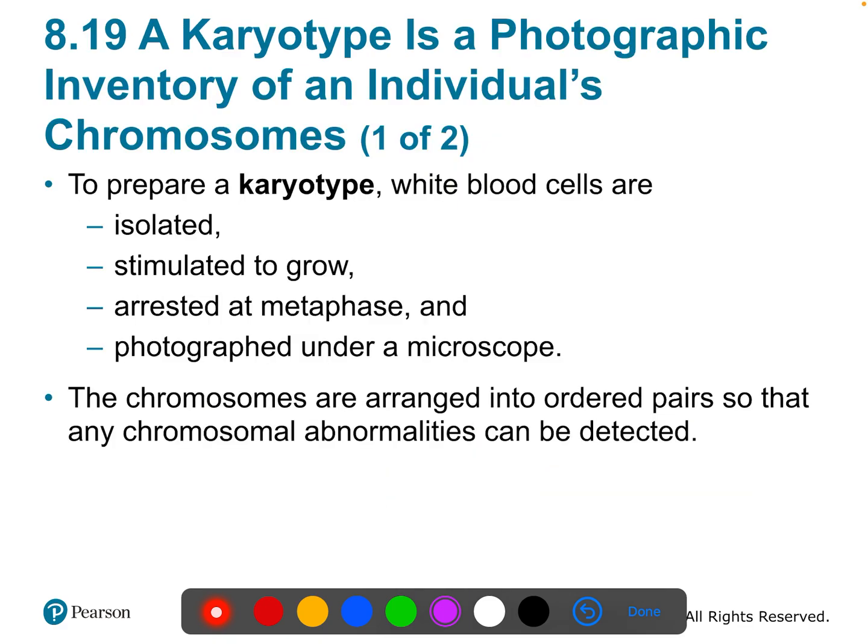Now, how do scientists study chromosomes and homologous pairs and things like that? They use a device called a karyotype, which is a photographic inventory of an individual's chromosomes. To prepare a karyotype, blood cells will be extracted from the patient. They'll be separated, stimulated to grow, and then during metaphase, they'll capture images of those chromosomes and observe them under a microscope. And what they do is they arrange them into ordered pairs so that chromosome abnormalities can be detected.